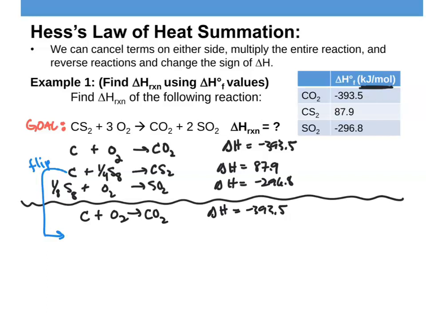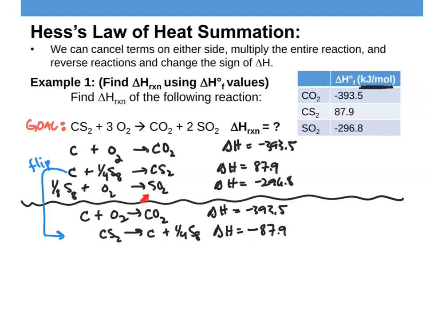I'm going to flip this one so that now my CS2 is a reactant. Carbon now is a product. That 1/4 of my S8 is now a product also, and my delta H value is now negative 87.9, right? It was positive 87.9, but because I reversed the reaction, I now have the opposite value for its enthalpy, for its heat.